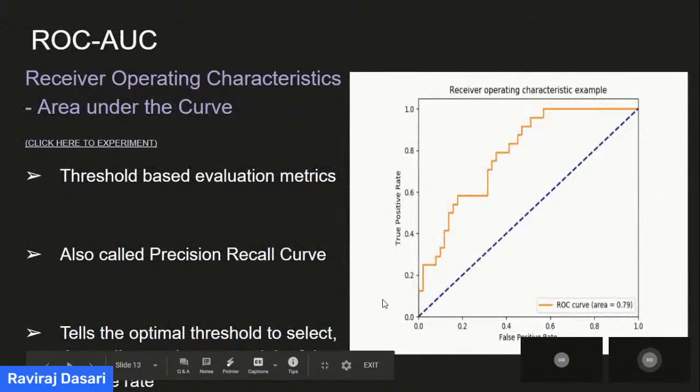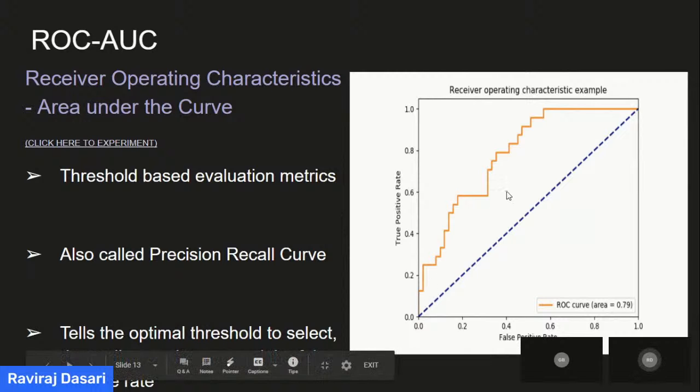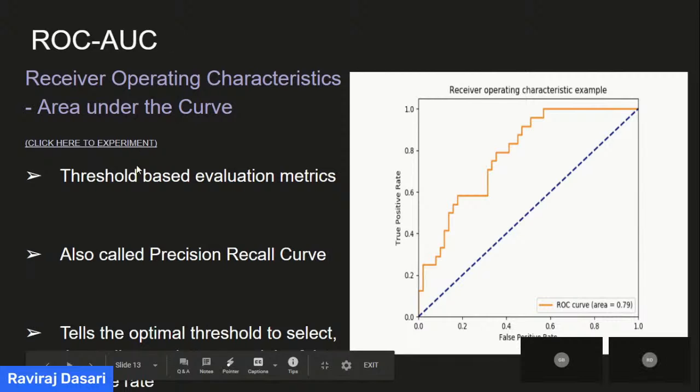Okay. The next metric is the ROC curve. ROC curve is also called the receiver operating characteristic curve. The metric is that you need to calculate the area under this curve. If you take this square box, the area of this is 1 multiplied by 1. That will be 1. So in this case, the area under this curve is the ROC AUC metric.